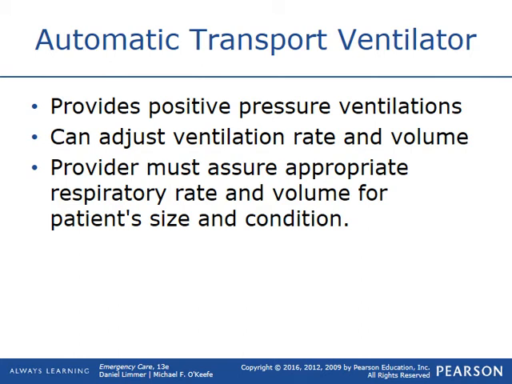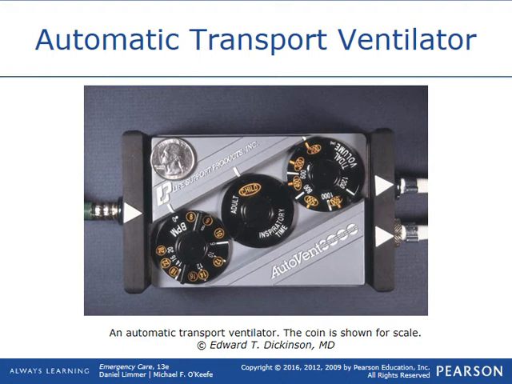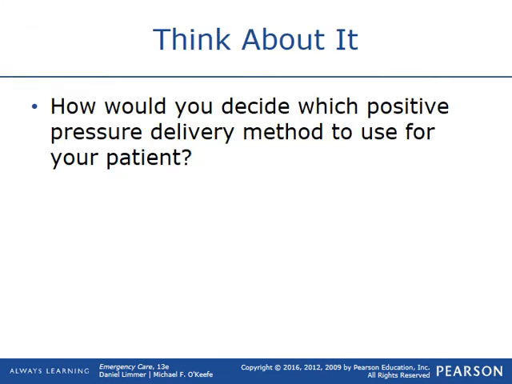If you've got a patient that's on an automatic transport ventilator, this provides positive pressure ventilations. You can adjust the rate and volume of the ventilations, and the provider must make sure that the proper respiratory rate and the volume for the patient's size and condition is dialed into the ventilator. There's a picture of the automatic transport ventilator. So think about how you would decide which positive pressure delivery method to use for your specific type of patient.